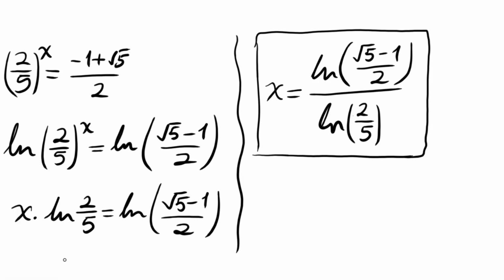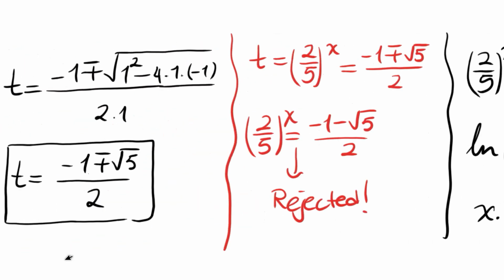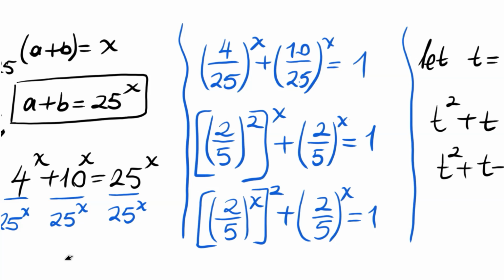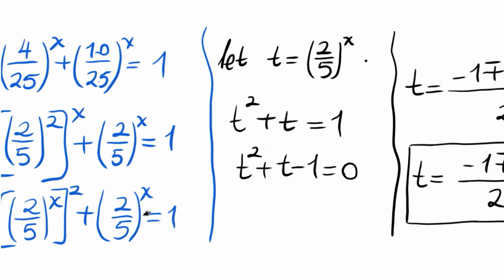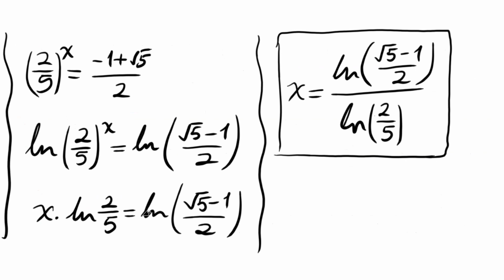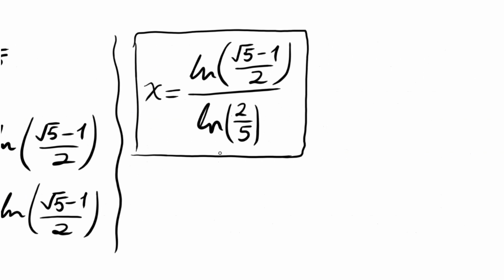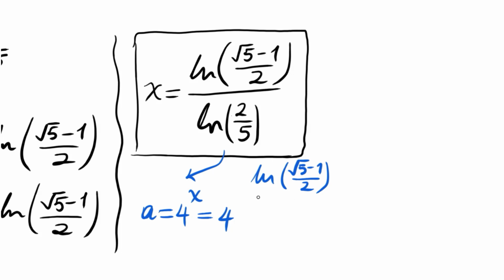Let me finish the video by finding a and b. a was 4 to the power of x and b was 10 to the power of x. So finding this x, we can say a is 4 to the power of this number. This is 4 to the power of ln of root 5 minus 1 over 2, over ln 2 over 5.